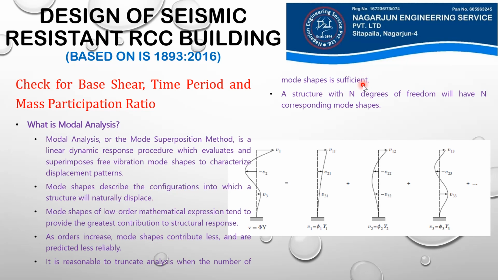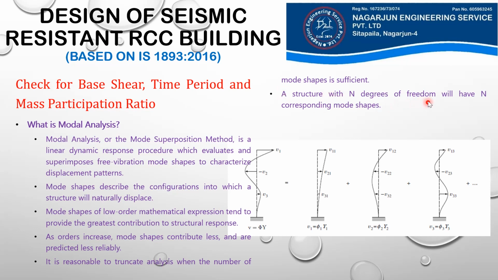In modal analysis, we select only those number of modes up to which our code prescribes. That means we do not analyze for all mode shapes of our building. We truncate our analysis at that point up to which the mode shapes are sufficient so that the behavior of the structure can be studied with certainty. We do not analyze for all mode shapes of our structure.